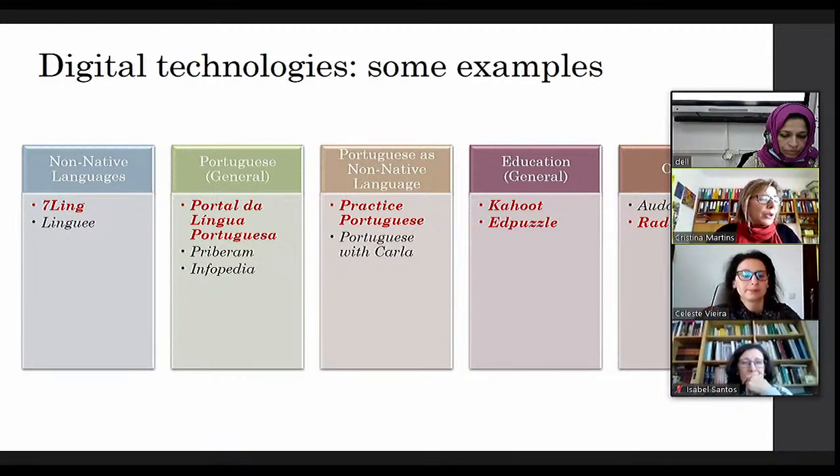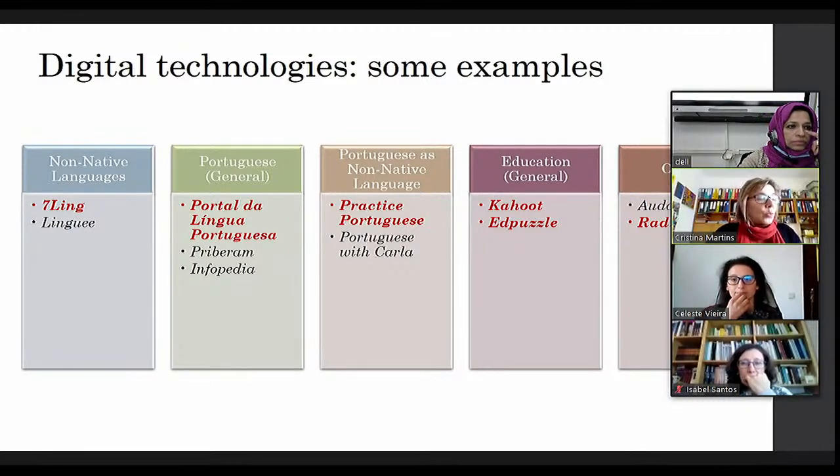Then we will briefly present Kahoot and Edpuzzle, 2 digital technologies used not only for language teaching and learning, but for general educational purposes regarding any subject.